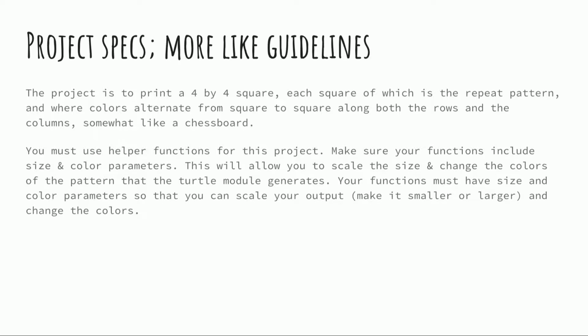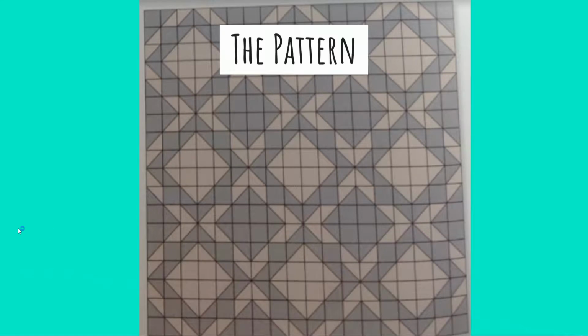You must use helper functions for this project. Make sure your functions include size and color parameters. This will allow you to scale the size and change the colors of the pattern that the turtle module generates. Your functions must have size and color parameters so that you can scale your output, make it smaller or larger, and change the colors. And then, the pattern L in this case is this wonderful, beautiful little pattern here.